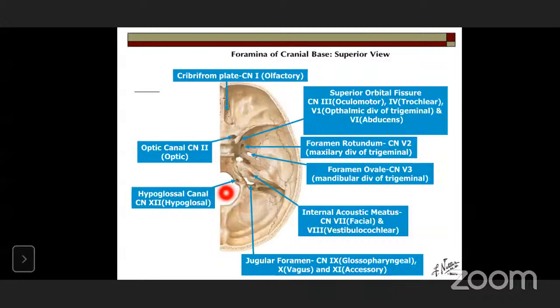Then comes the hypoglossal canal. Okay, here can you see the hypoglossal canal, that is cranial nerve 12. The hypoglossal nerve passes through it. And next one is the jugular foramen. In the jugular foramen there is the ninth, glossopharyngeal, the 10th one is the vagus, and the 11th one will be the accessory nerve. These nerves pass through the jugular foramen. This is also very important. So if a diagrammatic presentation is there, it will be more impressive, and it is also very easy to remember.